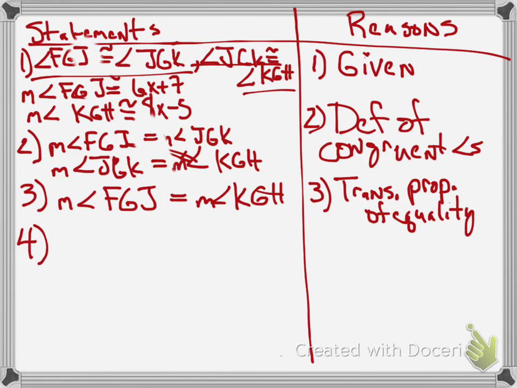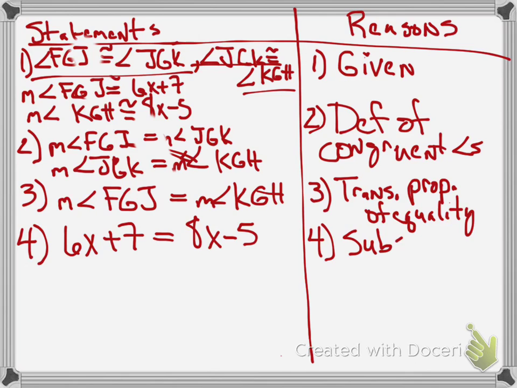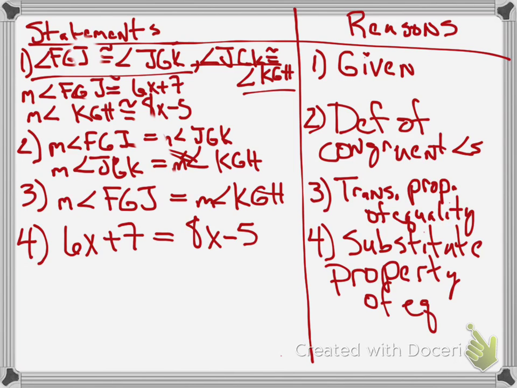The next part here is saying that the measurement of angle FGH is equal to 6x plus 7, and the other one is equal to 8x minus 5. We can do that because of the substitution property of equality, so we can substitute in. I'm almost done here, so don't worry. Sorry about this one going a little long. Okay, so now I'm going to continue this on another slide.